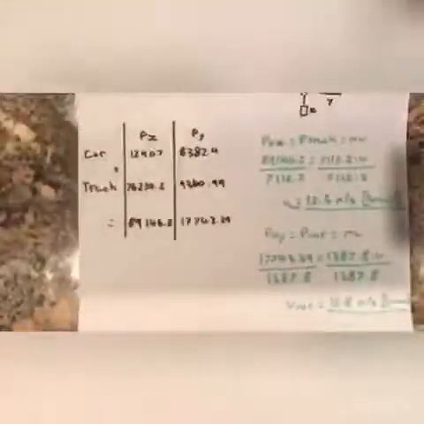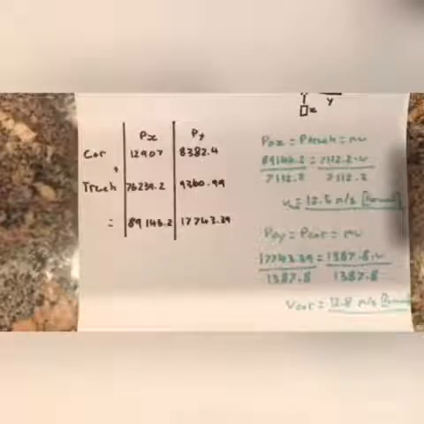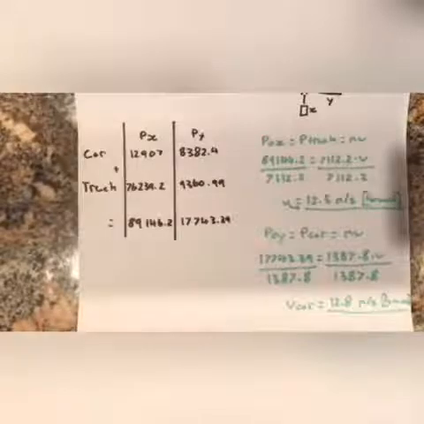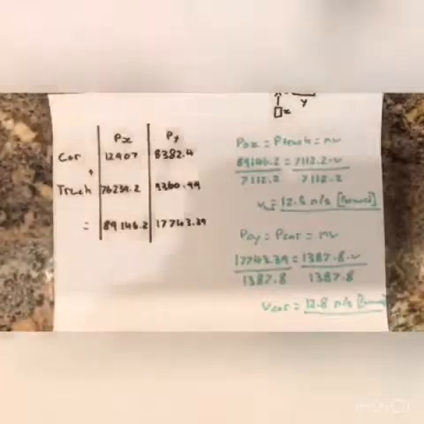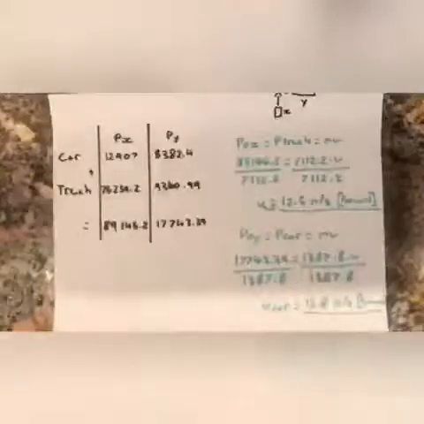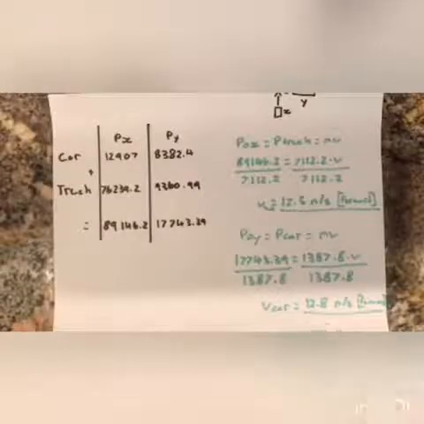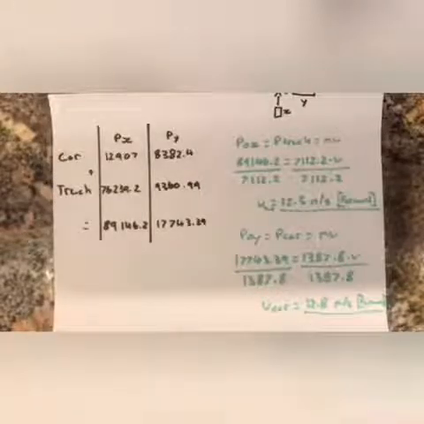Momentum is always conserved, so we can then add up these components and find the total x component to be 89,146.2 and the total y component for momentum to be 17,743.39. Using this, we can then find the velocity just before the collision. We can use the same formula as well as mass to give us a velocity of 12.5 meters per second for the truck just before the collision and a velocity of 12.8 meters per second just before the collision for the car.